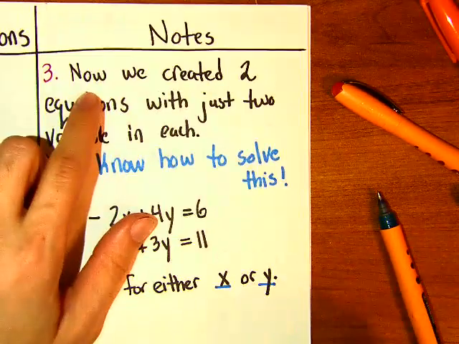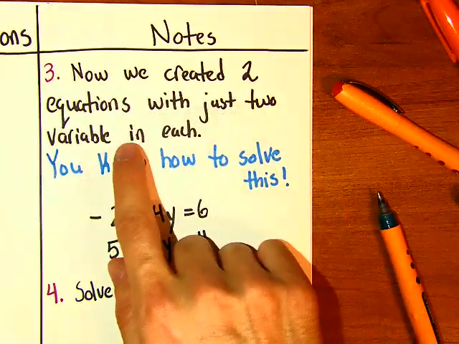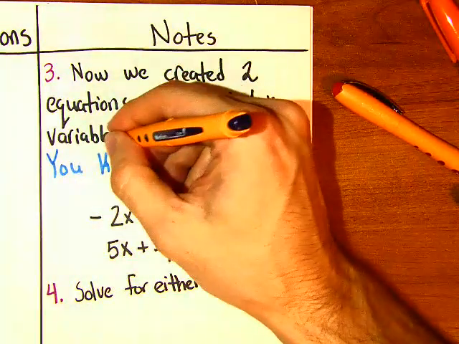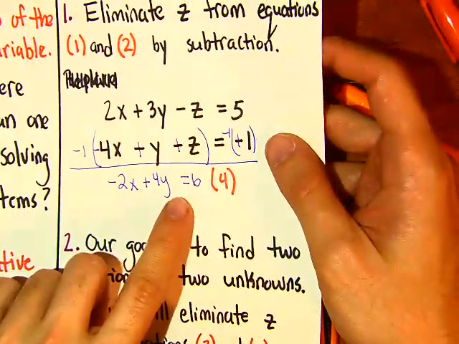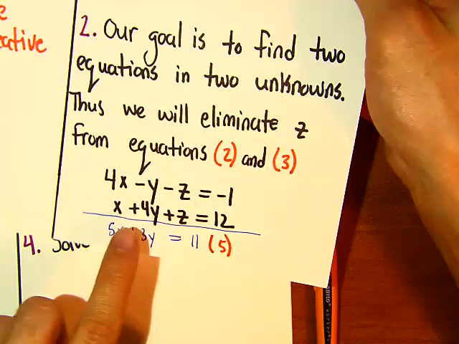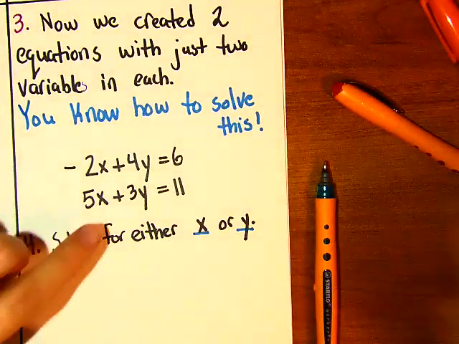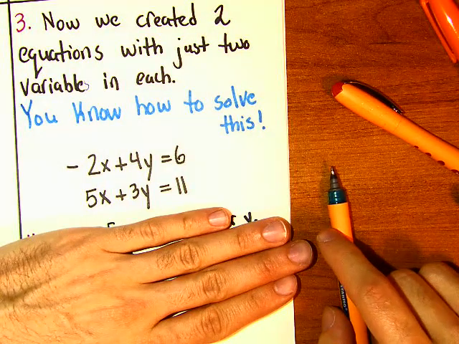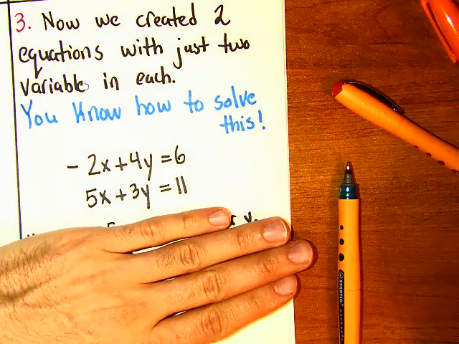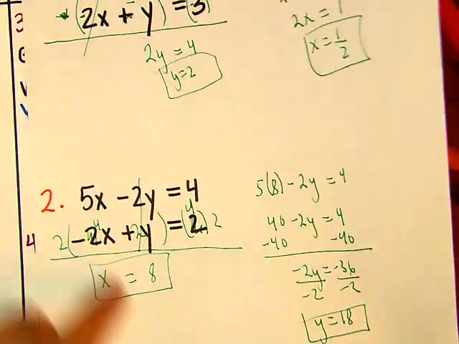What did we do? Now we created two equations with just two variables in each, right? We created this one, and we also created this one. But let's say if I gave you just these two equations, ignore everything else. If I said solve for x and y, you know what to do here. You know how to solve this. It's the same methods, the same techniques you did for solving this one and this one.